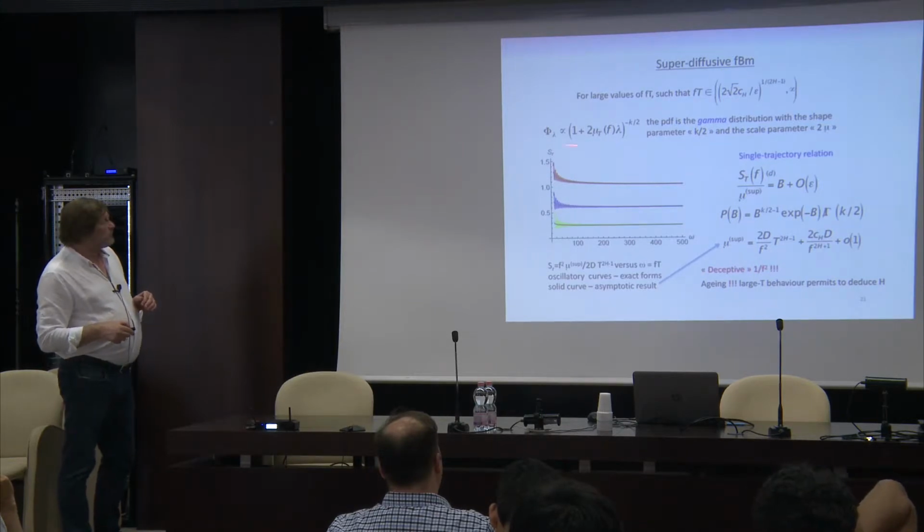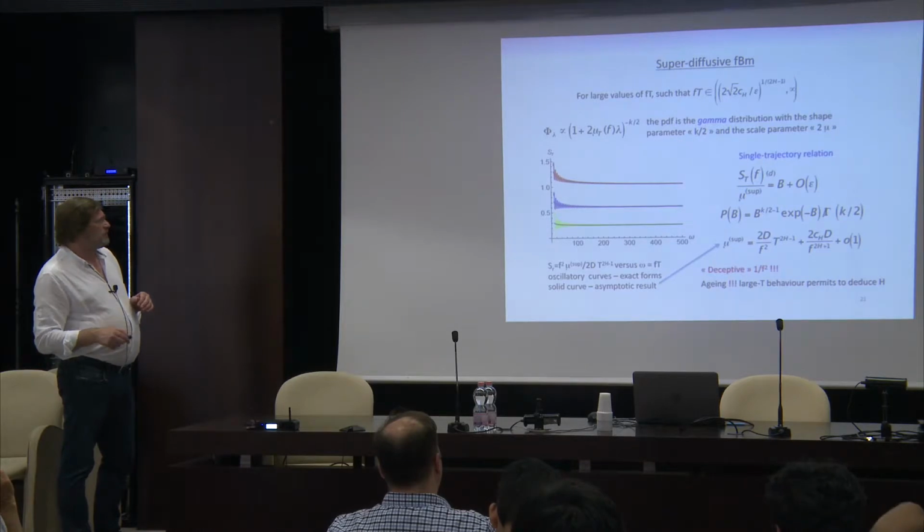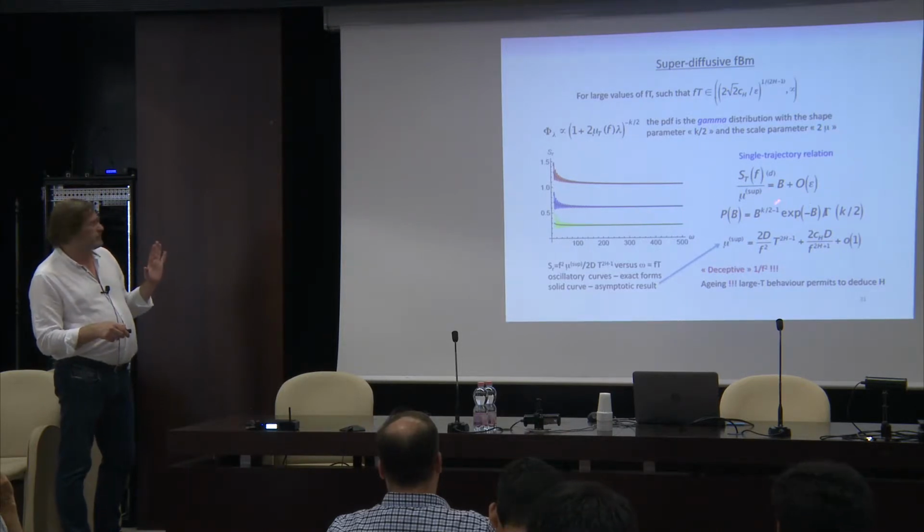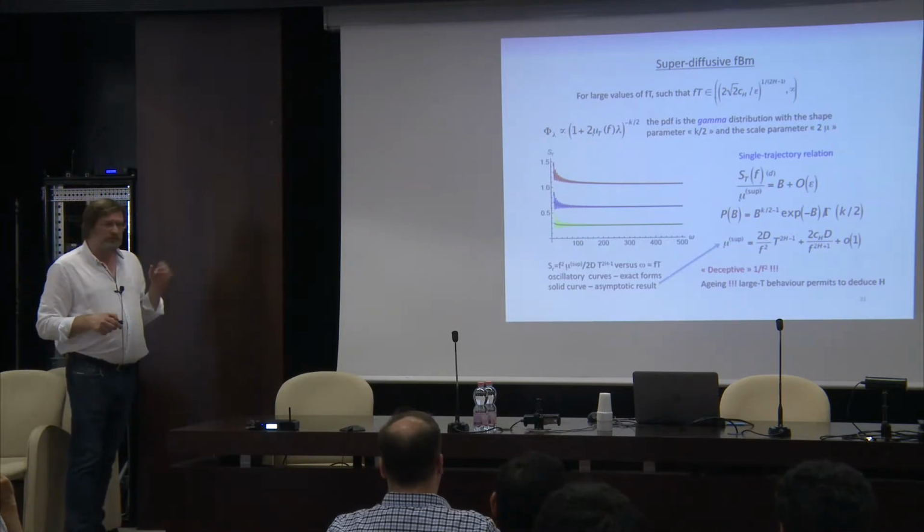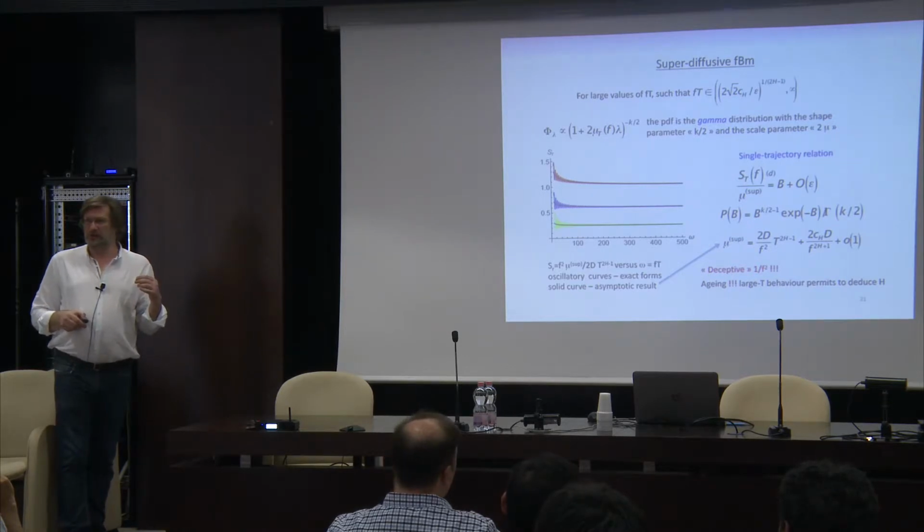Again, the moment generating function gives us a gamma distribution with a different shape parameter. You have a single trajectory relation which has this form, and now B has a slightly different distribution, but the behavior of the first moment is dramatically different.